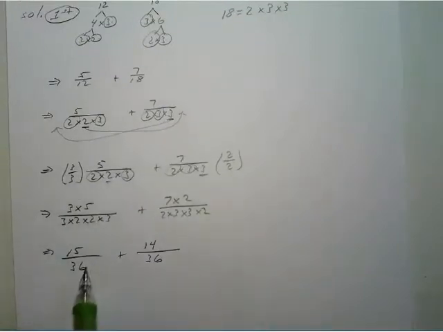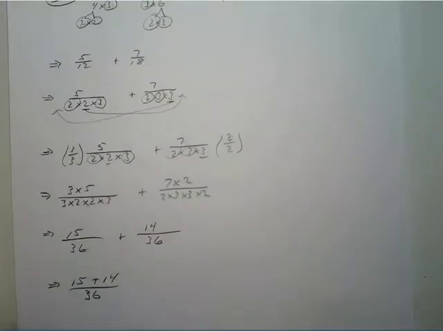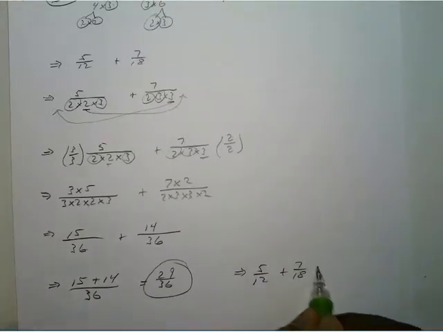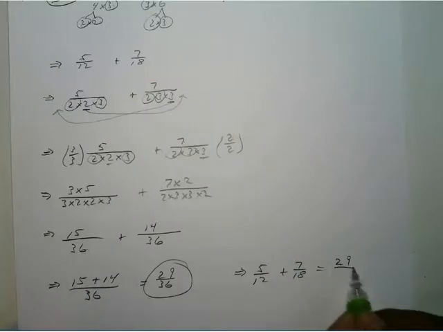Okay, so now we have our matching denominators. Now we just go ahead and add our numerators. We have 15 plus 14 over 36, which is 29 over 36. So that tells us that our 5 over 12 plus 7 over 18 is equal to 29/36.